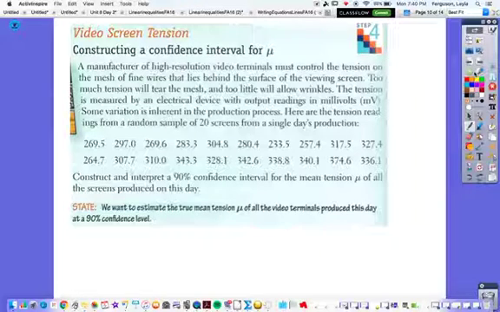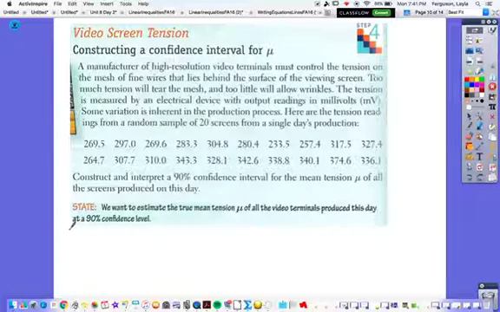Construct and interpret a 90% confidence interval for the mean tension mu of all the screens produced on this day. We want to estimate the true mean tension mu for all the video terminals produced this day at a 90% confidence level. So we are going to first check to make sure that all the conditions are met.